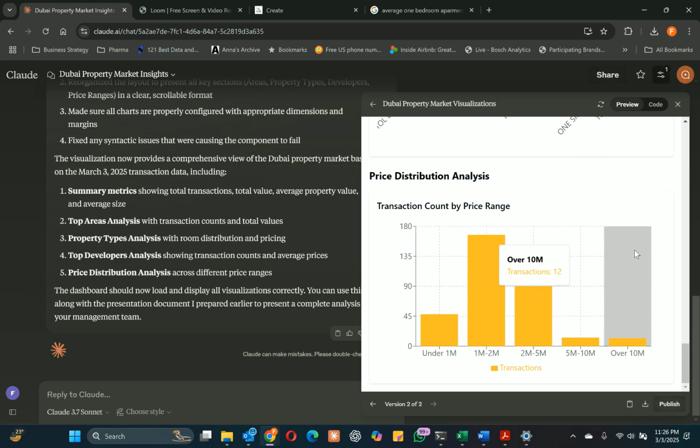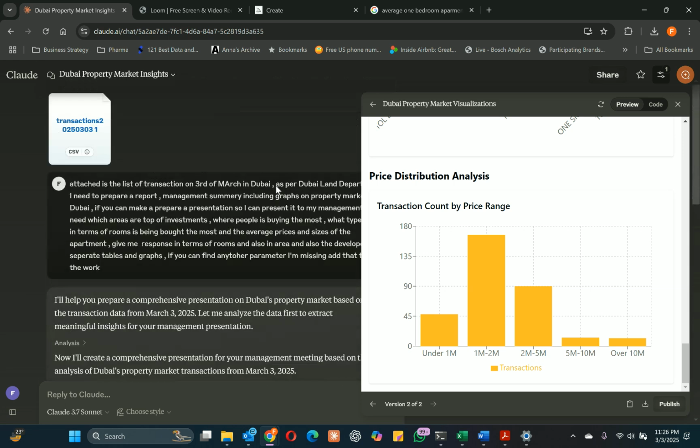If we just remove this, look at this, the transactions at 2 million dirham. It's 167,000 transactions. Look at 2 to 5, it's 90 transactions. So this is the transaction area which is mostly running between 1 to 5 million dirhams. So it gave me the complete output, complete analysis of what it is.